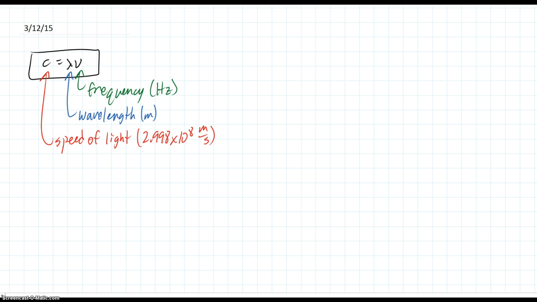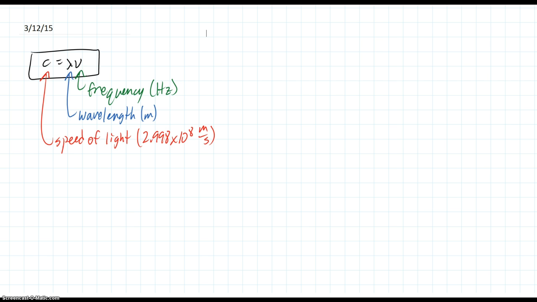So notice that since wavelength times frequency must always equal the same number, if the wavelength is bigger, the frequency is smaller. If the wavelength is smaller, the frequency is bigger. We're going to come back to that a little bit later on.